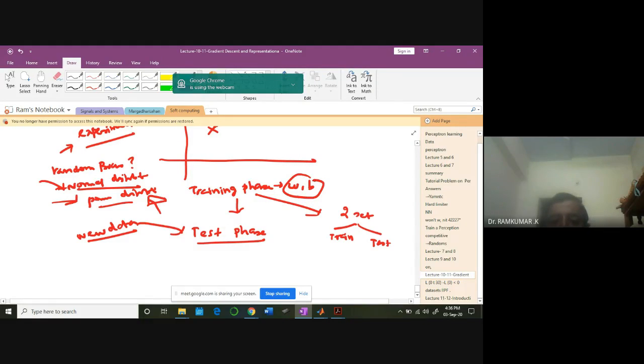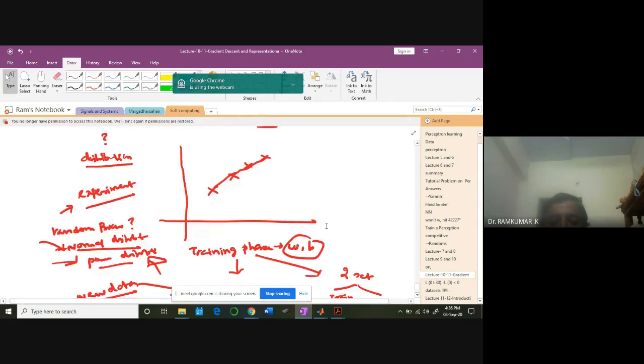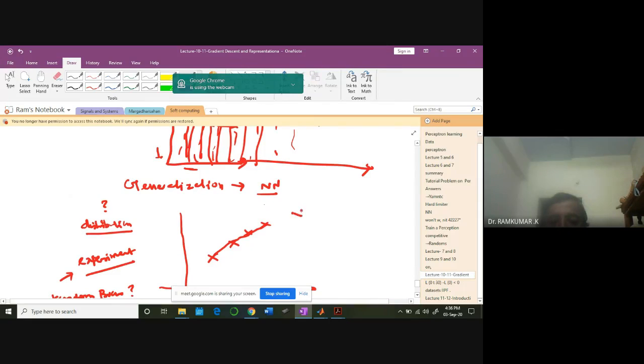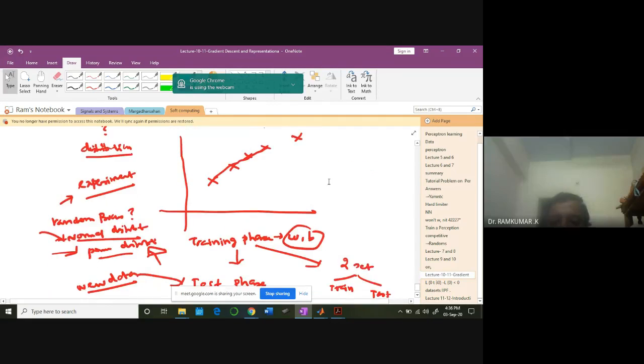Now, after having trained the network, you need to use this new data. That's what you are saying. In the future, I don't know what's going to happen. So in that case, I have to collect the data at this point. This point, I need to take data and see how the network is behaving.